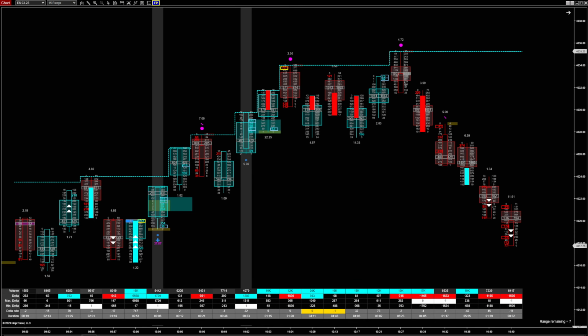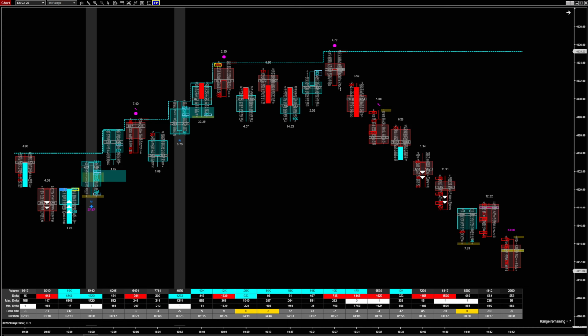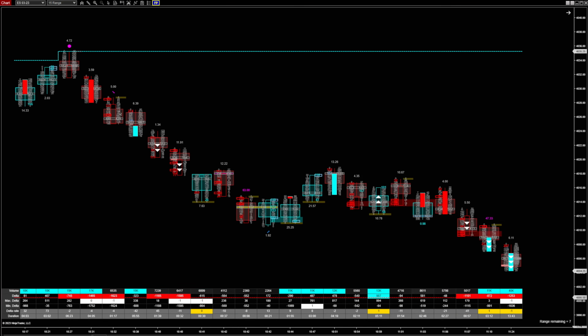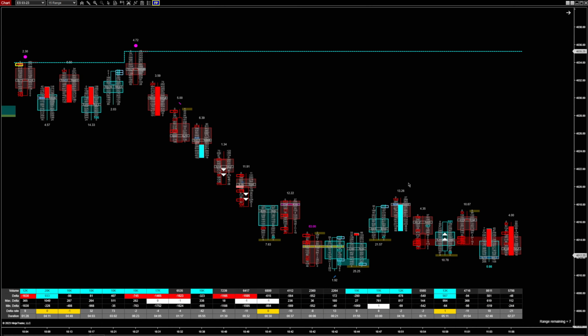But then what happens? We get a value area gap, huge value area gap, and then we get a continuation of negative delta. So two back-to-back candles of extreme negative delta. This was my entry, and you see price push down very, very heavily from there. That was a beautiful play.